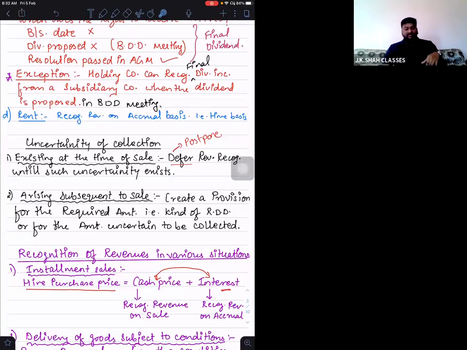But say, sir, at the time of sale, it was 100% certain that collection will be made, super. But after that, if uncertainty arises, don't reverse the sale, don't cancel the sale, only create a provision for doubtful debts.